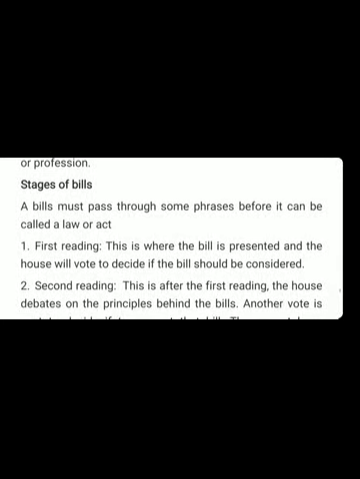Let's quickly move to stages of bills. What are the stages of bills? A bill must pass through some phases before it can be called a law or act. The first phase is first reading. That is where the bill will be presented and the House will vote to decide if that bill should be considered or not. If the House decides that the bill should not be considered, it's thrown to the dustbin.